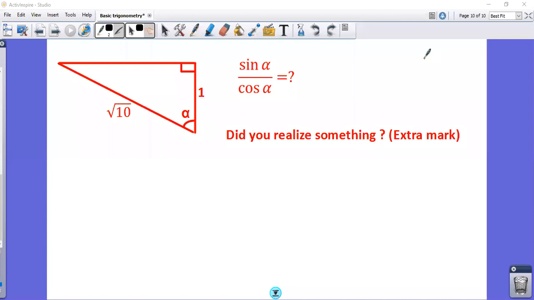This is the last one. In this right triangle, we are going to find sine of alpha over cosine of alpha. So we are dealing with the angle alpha. Let's find the opposite side to alpha, the adjacent side to alpha, and the hypotenuse.